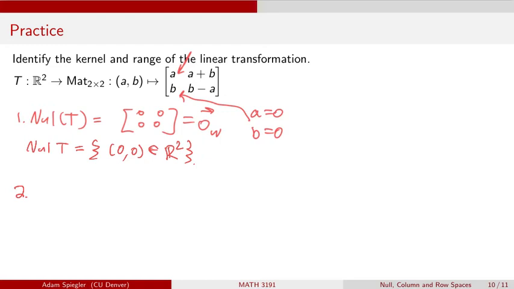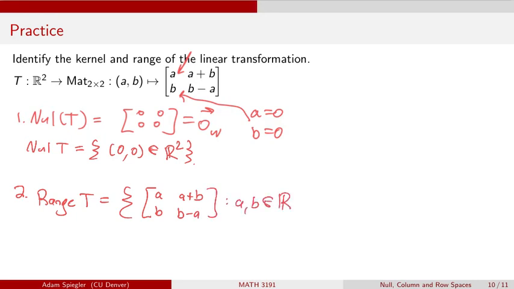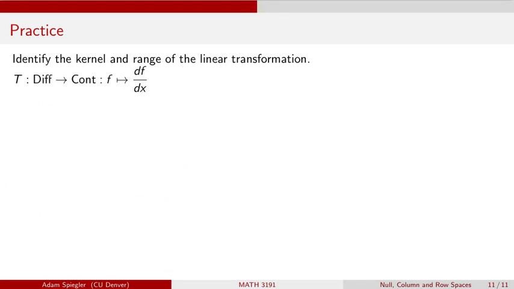For the range of this map, we can write this range using set notation. So the range of T is going to equal all matrices of the form A plus B, B minus A, where A and B are real numbers. So that's how we can write out the range of this transformation. And let's give one more example a shot before we move on to the next topic.